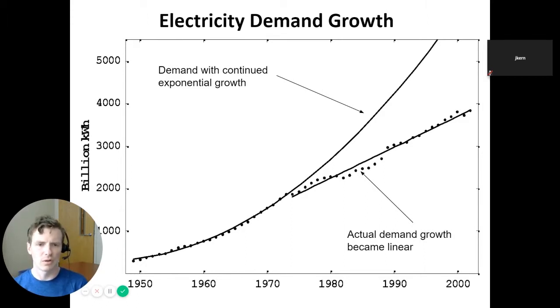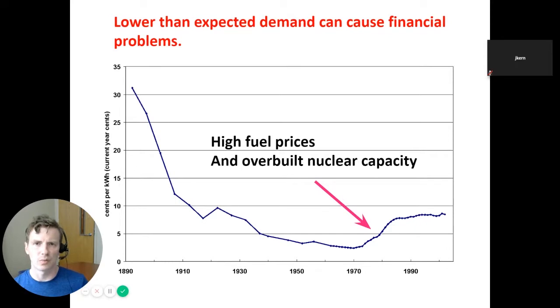So utilities thought that electricity demand was going to increase more or less exponentially from the 1970s. And while in reality, electricity demand did continue to increase, it didn't increase as much as they thought. And so what happened is that they built too much infrastructure, and demand wasn't enough essentially to pay for that infrastructure. And so as a result, this lower than expected demand caused financial problems for utilities.